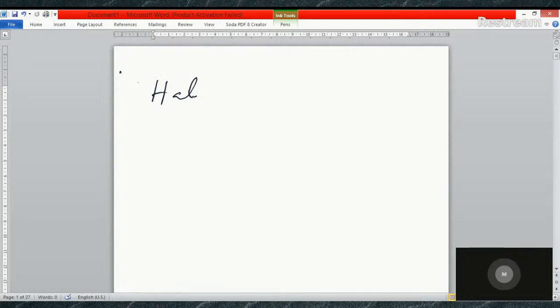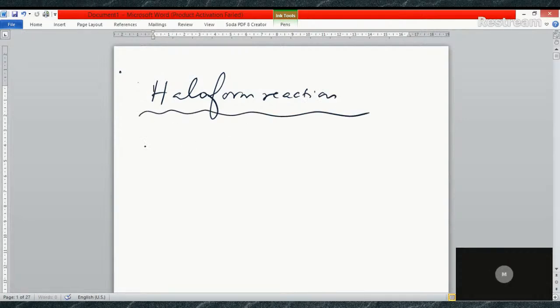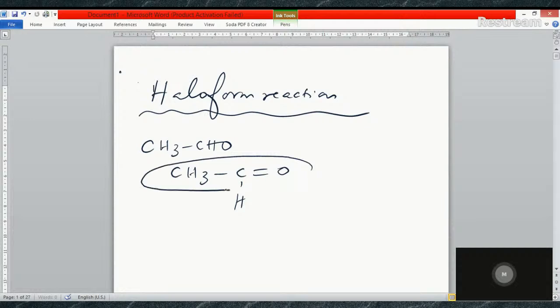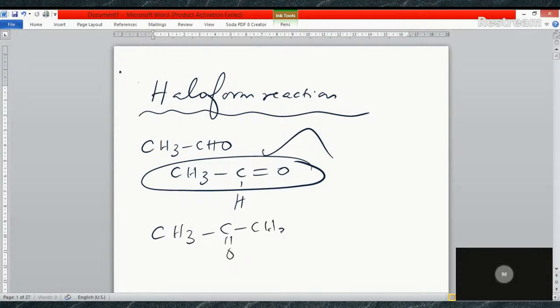It's the haloform reaction in which we can take a compound called acetaldehyde, CH3CHO. This is the compound containing CH3C=O in it, so that it can answer for haloform reaction. All your compounds containing CH3C=O, including acetaldehyde, and even we can take acetone. This is the formula for acetone. It can answer for this haloform reaction.